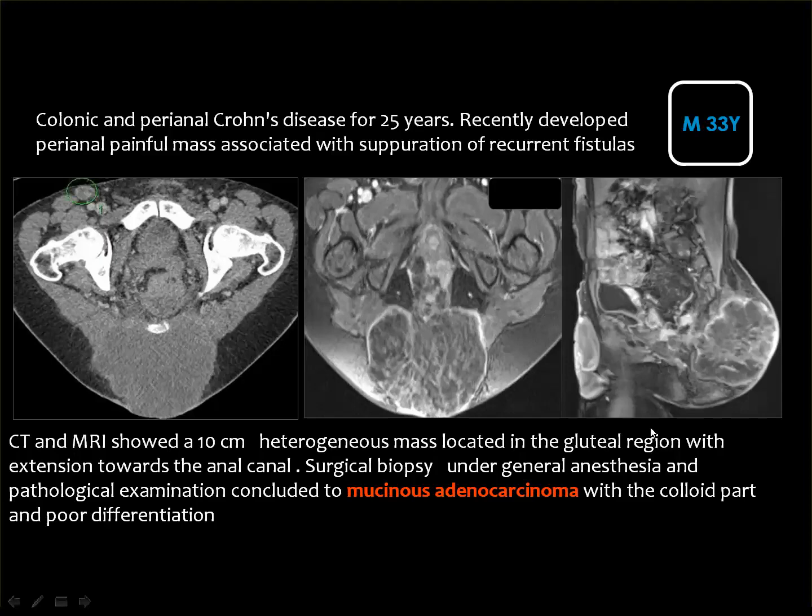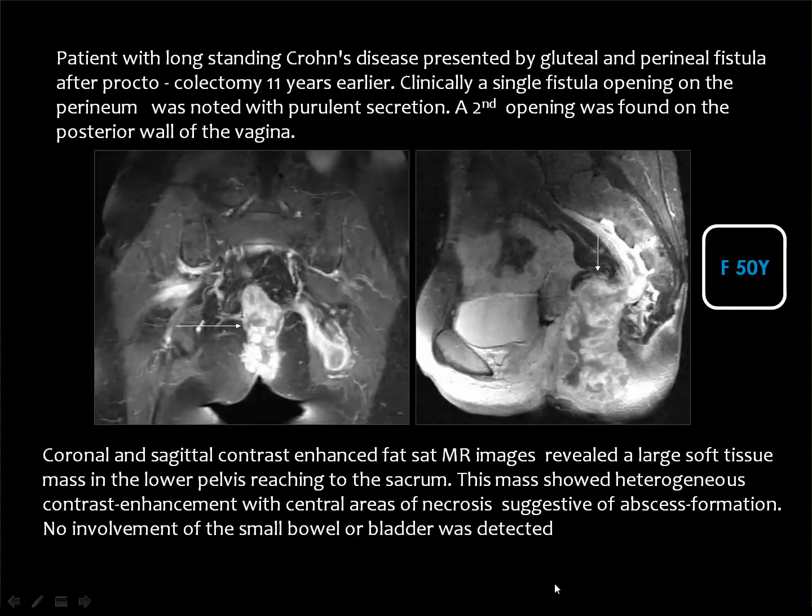And this patient had Crohn's disease for 25 years, and recently he developed a perianal painful mass associated with suppuration and recurrent fistulas. The MRI showed a big mass that is heterogeneously enhanced, and it proved after surgery to be mucinous adenocarcinoma. And this is another example of a patient with long-standing Crohn's disease. She has a mass along the course of the fistula, and the mass is heterogeneously enhanced, and it proved to be malignant.